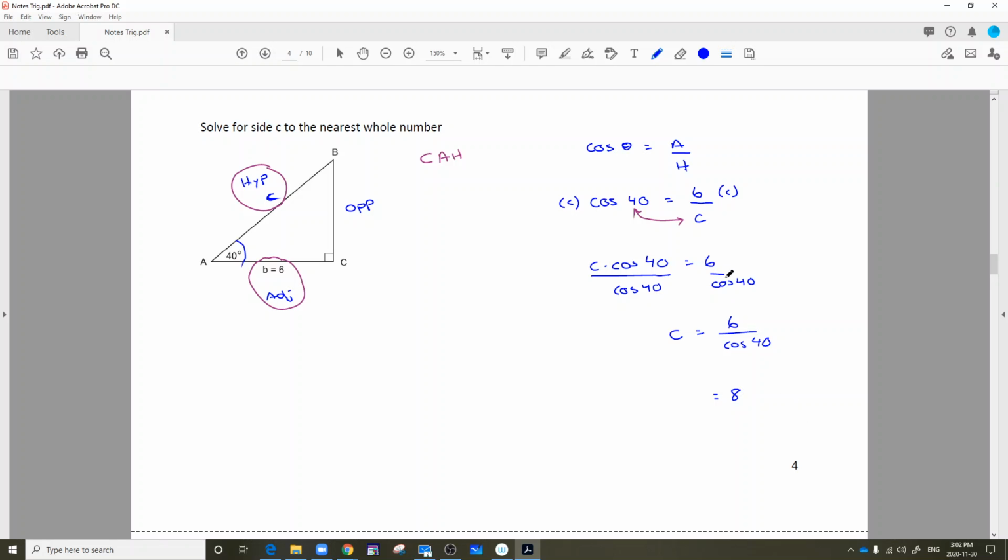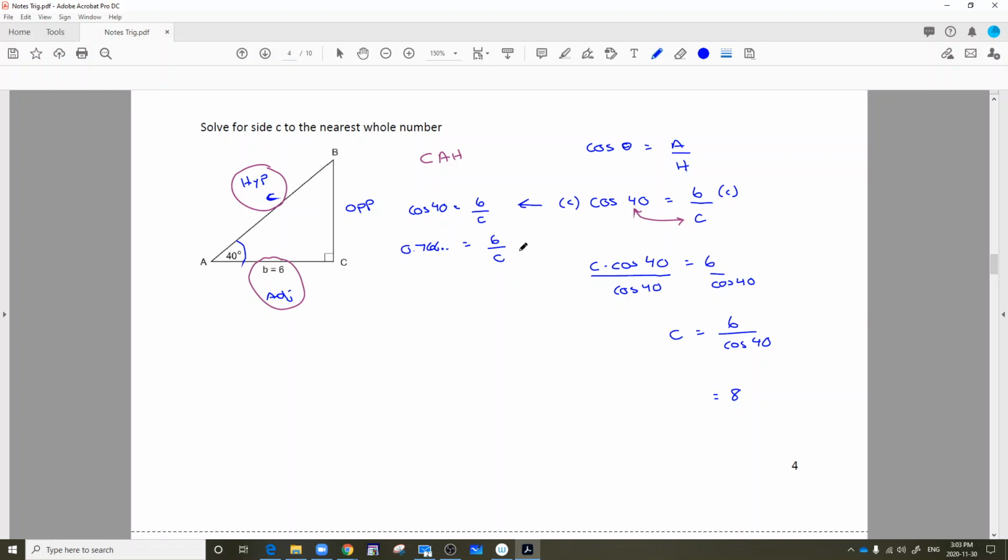So again, what this question did, I can't stop myself from doing the y's, is it went, okay, cos 40, what is the ratio for cos 40? So the ratio of cos 40 is 0.766. So it's saying 6 to what side length would give me this ratio? And then I solved it algebraically.